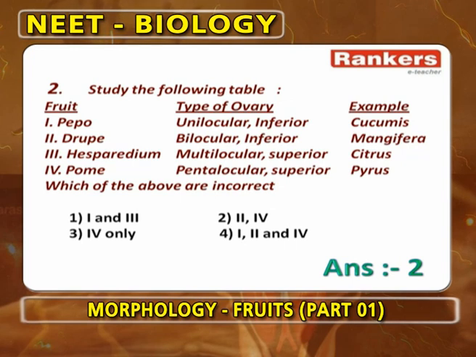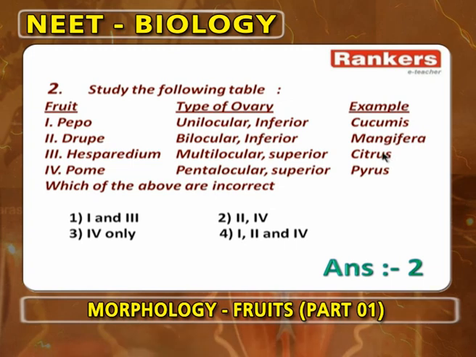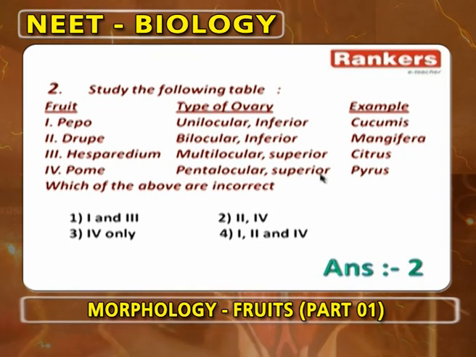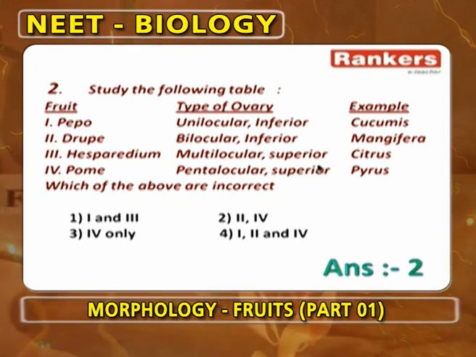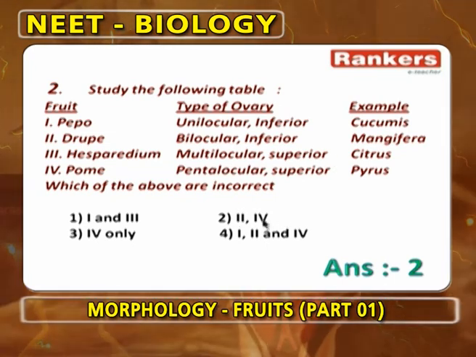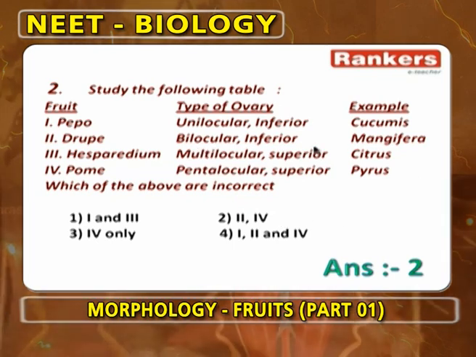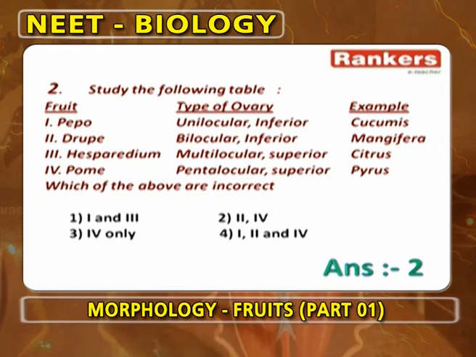Bilocular superior. Hesperidium multilocular superior citrus. And Pome, pentalocular superior. Pentalocular is wrong. So here the wrong concepts are 2 and 4. 2 and 4 are wrong. Why? Because Pepo, unilocular inferior cucumis is correct. Drupe, bilocular inferior mangifera is wrong. It is not inferior, it is superior.